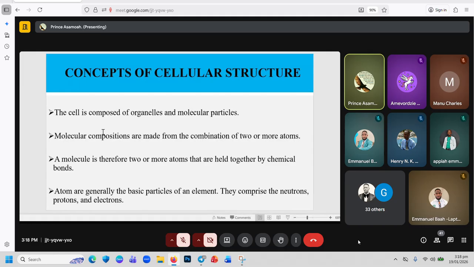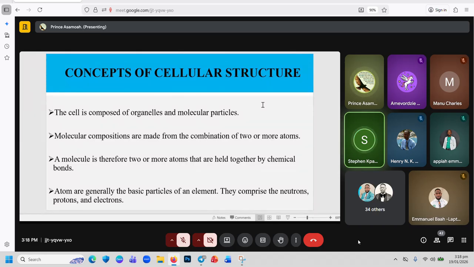Or assign that we have molecular particles that are in the cell. We shall be looking at them very soon. So all these are coming together to function to the optimum. And we know that at the atomic level, we have the neutrons, we have the protons, and we have the electrons that are rotating there. So the neutrons and protons are there, and we have the electrons moving around them.